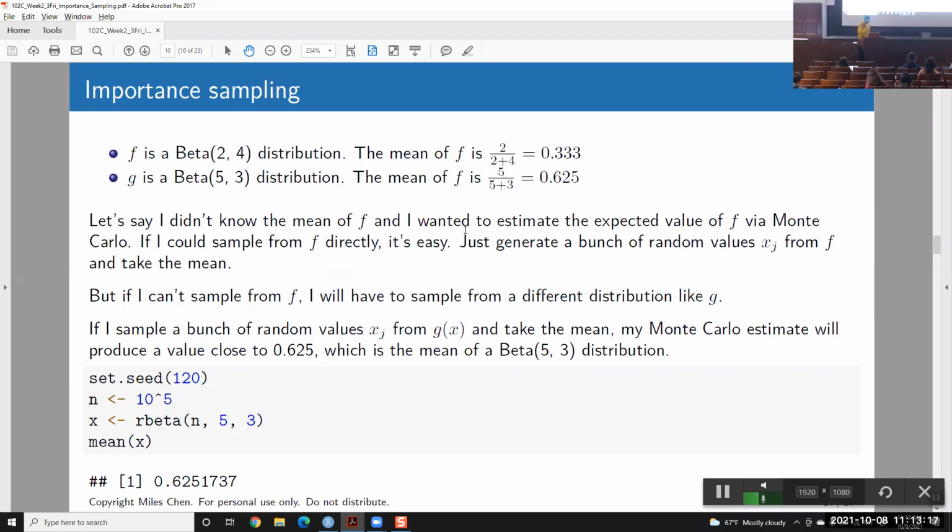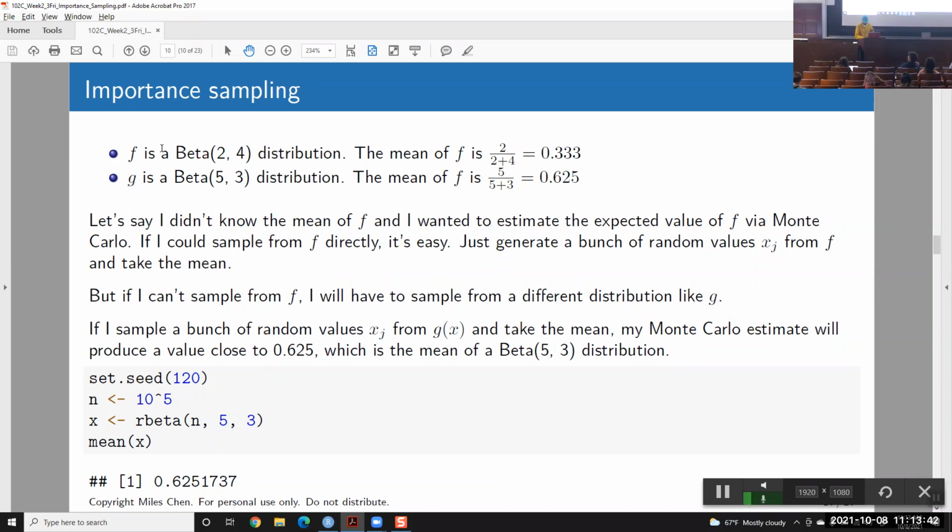So again, just to reiterate what we're doing, the mean of the f distribution is 0.33. The mean of the g distribution, that is the red one, is 0.625. And let's say I wanted to estimate the mean of the blue distribution using Monte Carlo.